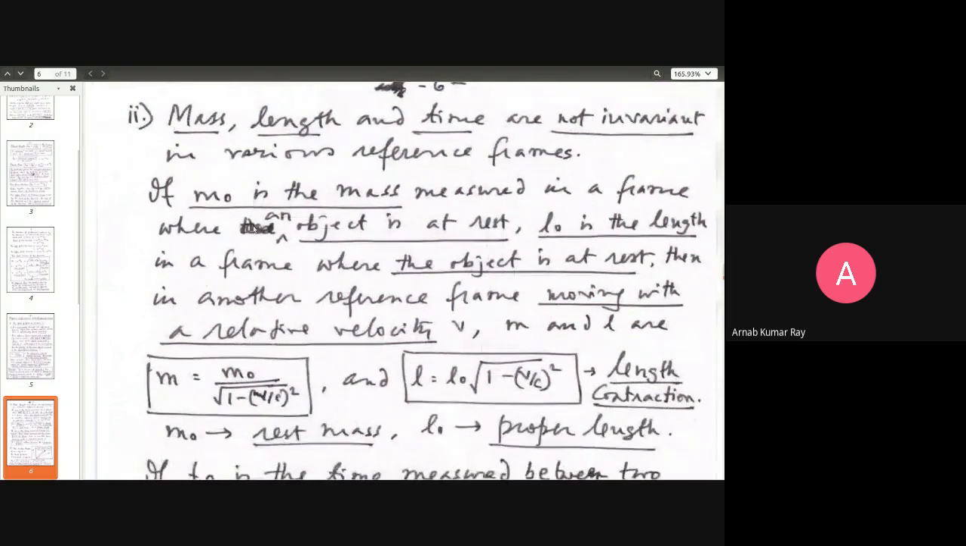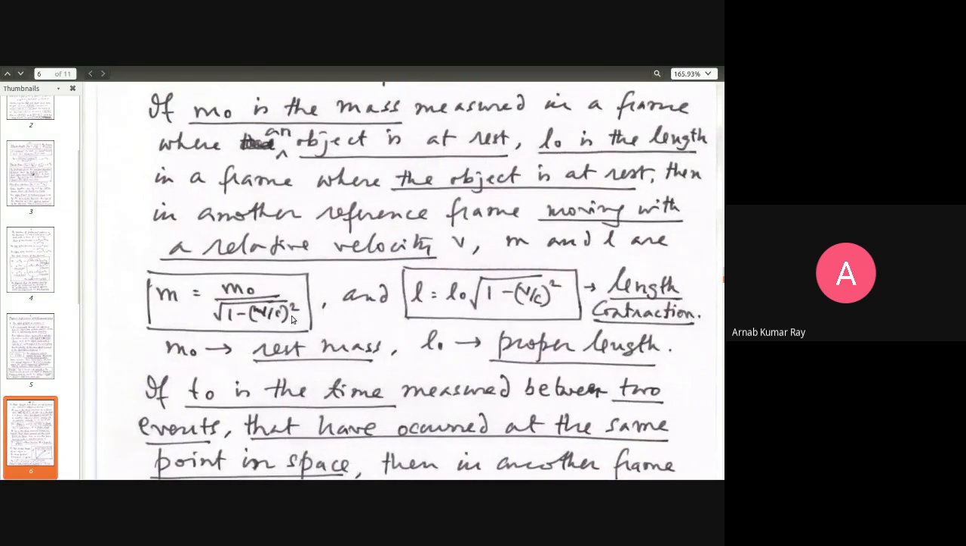Let us see now. If m naught is the mass measured in a frame where an object is at rest, and L naught is the length in a frame where an object is at rest, then in another reference frame moving with a relative velocity v, m and L are given by these two formulas. M is equal to m naught by square root of 1 minus v by c whole squared, and L is equal to L naught into square root of 1 minus v by c whole squared. Let us try to have a little discussion on this.